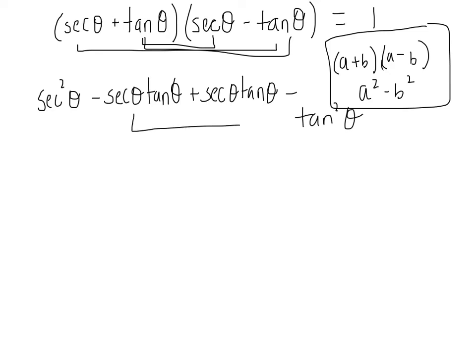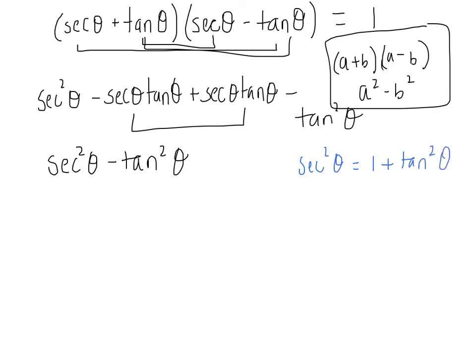You see that these two terms right here, plus and minus, it'd be like adding one, subtracting one, they'll be 0. And I'll be left with secant squared theta minus tangent squared theta. Now that's not beyond you, but it certainly is not 1. But we're getting closer. We did have a Pythagorean identity, secant squared theta was equal to 1 plus tangent squared theta.